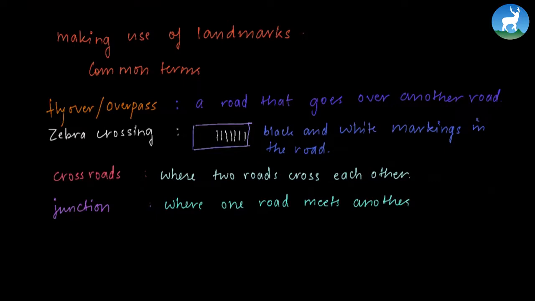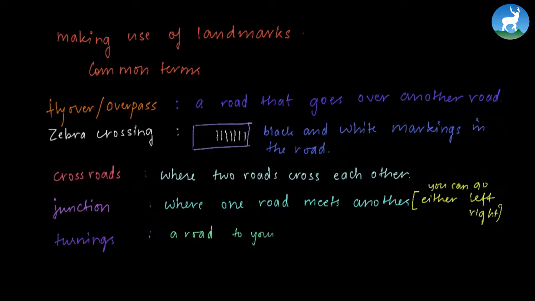Now, when one road meets another, you can go either to the left or to the right. Okay, so you can go either left or right when you have a junction. There are turnings, right? So what is a turning? A turning is a road either to your left or to the right.